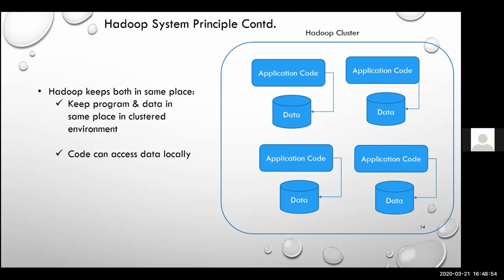For the time being, just try to understand that the application code is running within the data set that is residing in that node. And then it gives the output to a master node, and the master node collects all the outputs and forwards them to the users. So code can access data locally, and that brings a lot of efficiency and reduction of processing time.